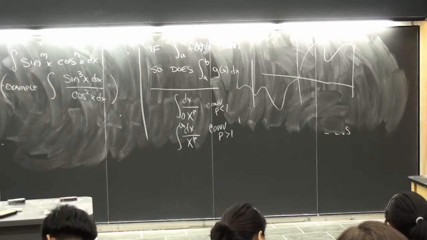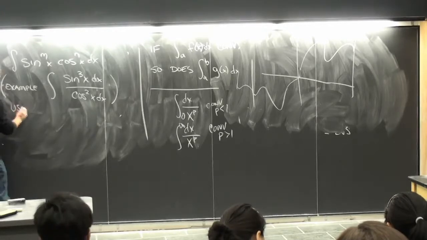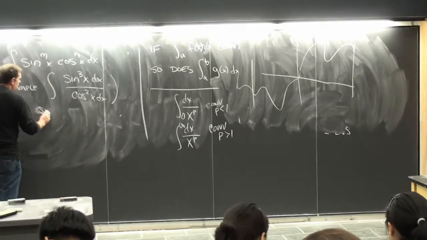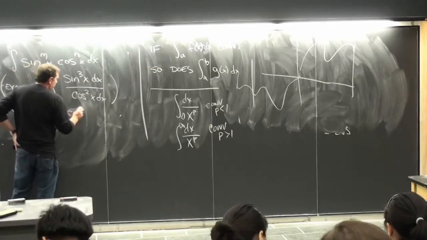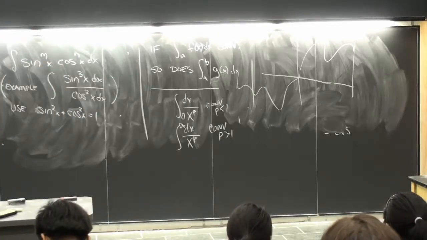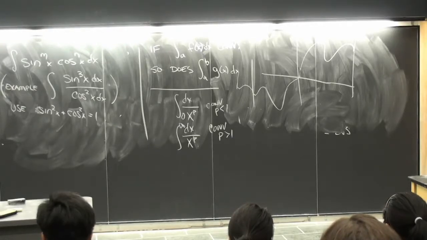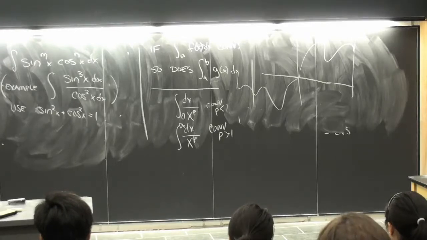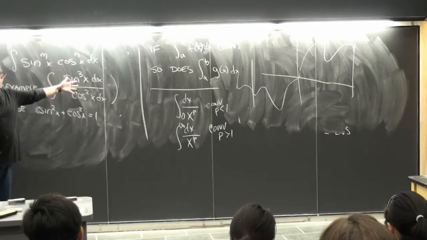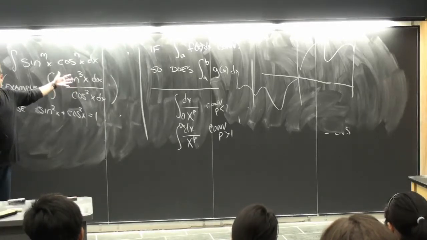So if we use the fact that sine squared plus cosine squared is 1, that means we can turn even numbers of cosines into sines and even powers of sines into cosines. And so using this fact, we can turn this into something where we have an extra sine laying around and everything else is in terms of cosines. And then this gives us an easy substitution to make.